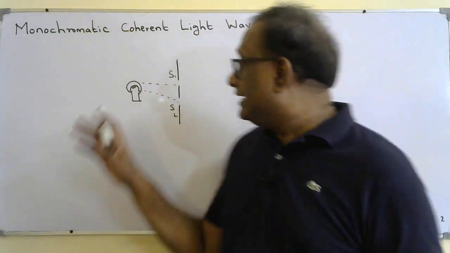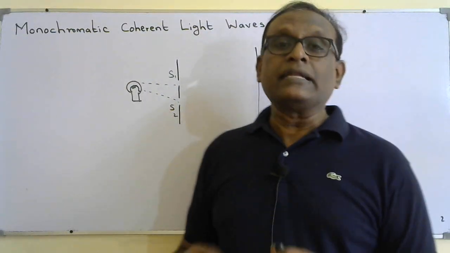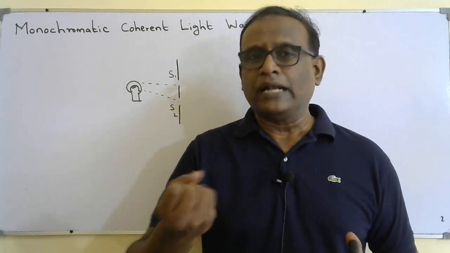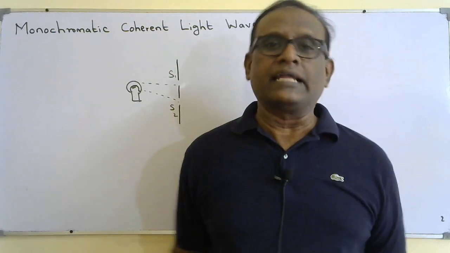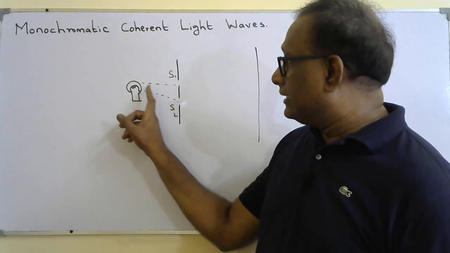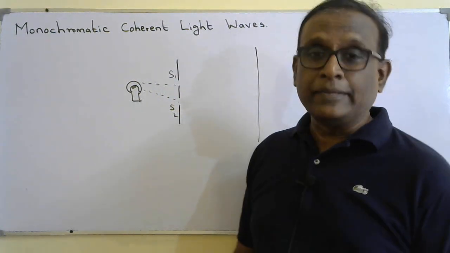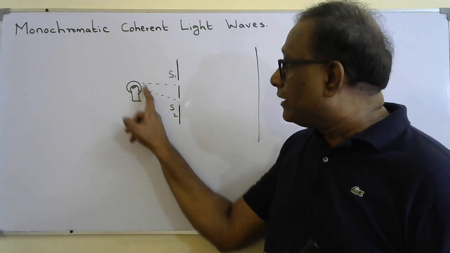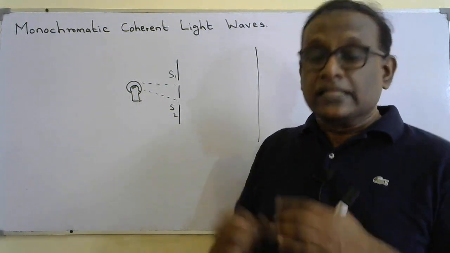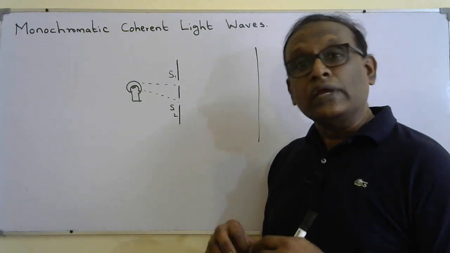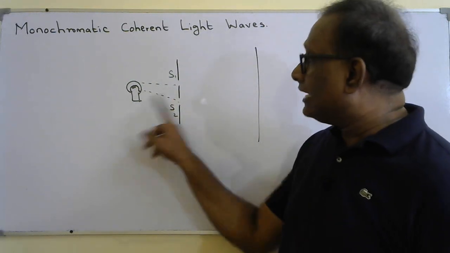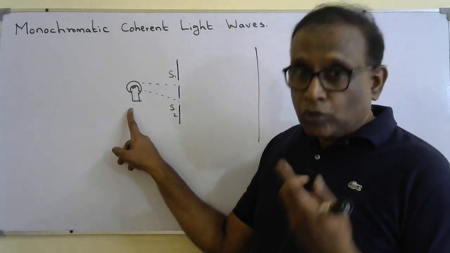I told you each and every point of the bulb emits light randomly as continuous bursts. But we don't feel it. When you see a bulb, it looks like the whole bulb is emitting light at the same time. But actually, different points of the bulb emit light at different times. So the phase relationship between any two points, the light from any two points, will randomly change.